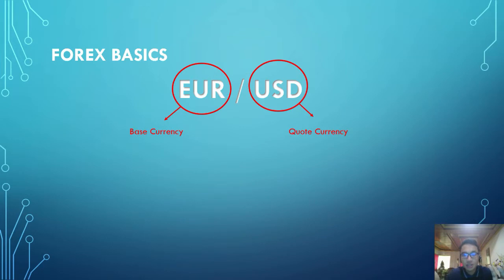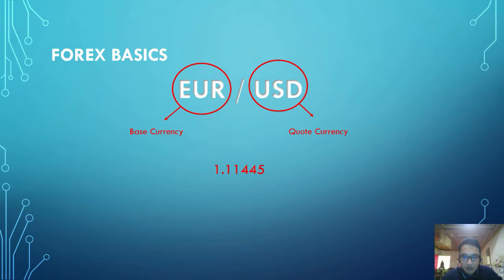How much is euro if converted to USD. So let's say the euro USD pair price right now is around 1.11445. It just means that 1 euro is equivalent to 1.11445 USD.